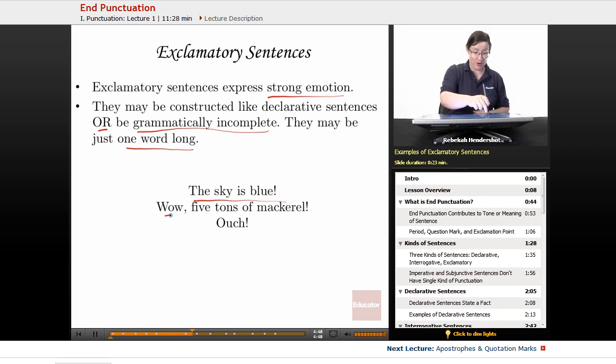Or, wow! 5 tons of mackerel! That's a lot of fish! I'm impressed, so I'm exclaiming about it! Or, the ever-popular, ouch! Okay, you're loud about it, you're in pain. Ouch! So you use the exclamation point at the end.